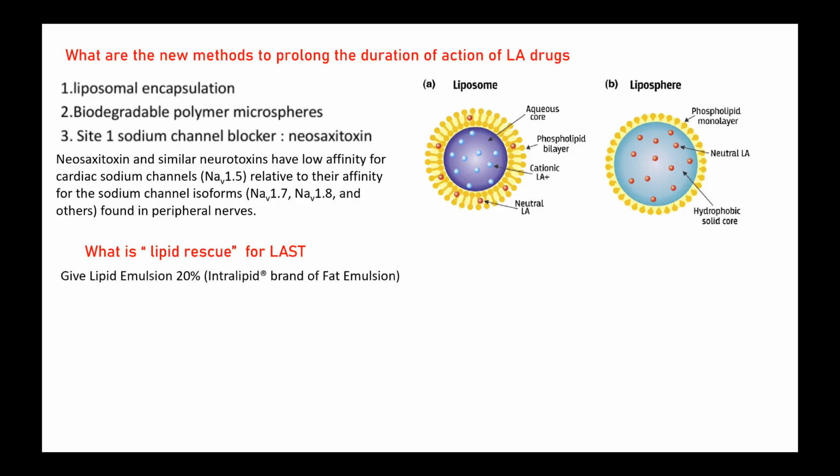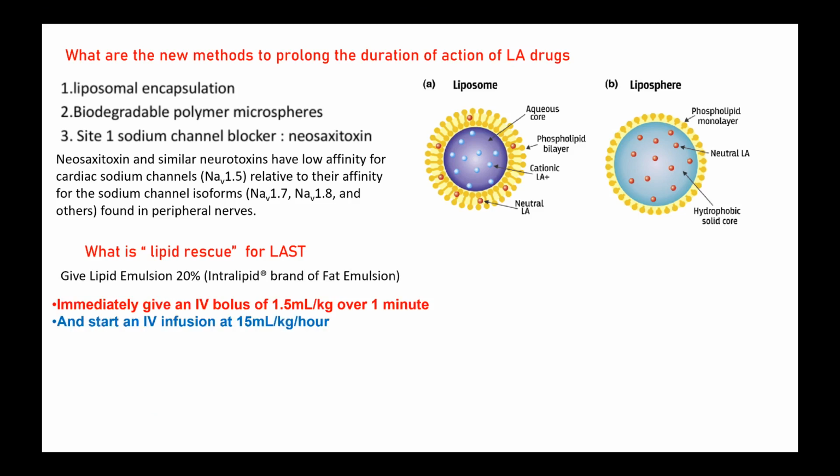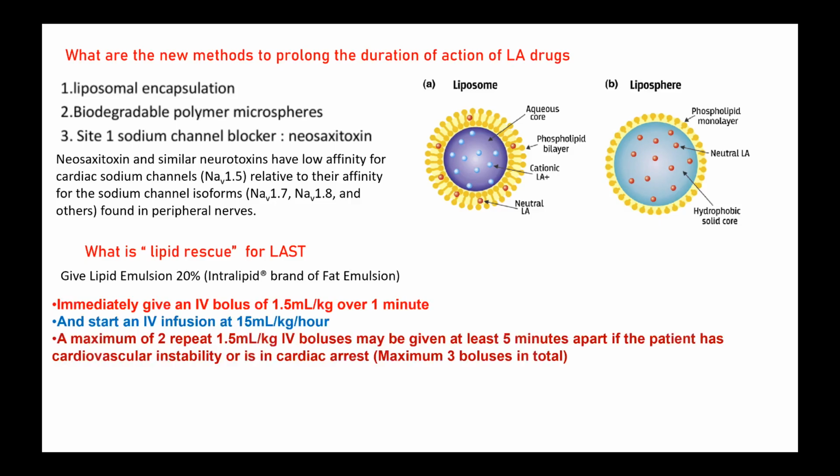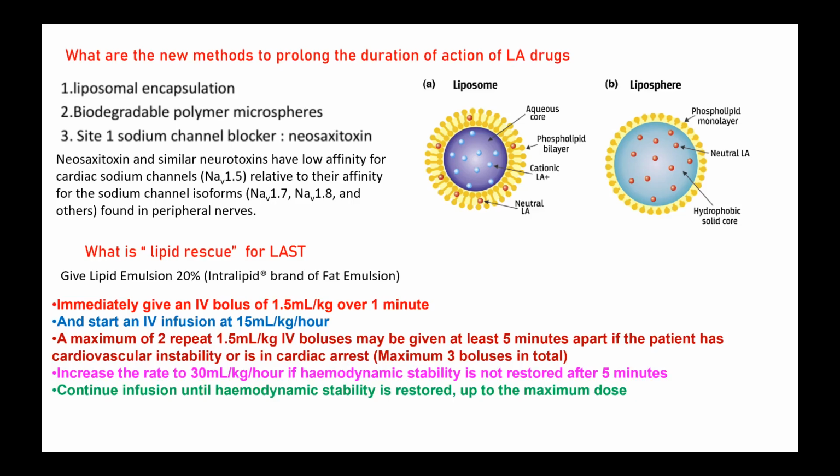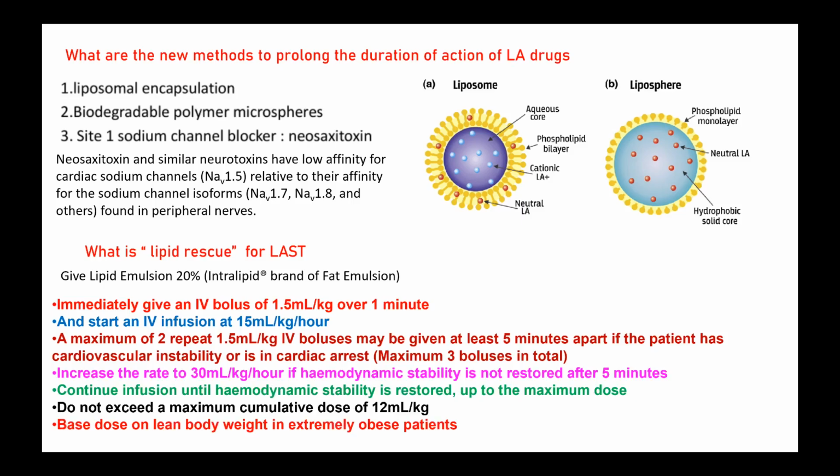Give lipid emulsion 20% and immediately give an IV bolus of 1.5 ml per kg over 1 minute and start an IV infusion at 15 ml per kg per hour. A maximum of 2 repeat boluses may be given at least 5 minutes apart if the patient has cardiovascular instability or is in cardiac arrest. Increase the rate to 30 ml per kg per hour if hemodynamic stability is not restored after 5 minutes. Continue the infusion until hemodynamic stability is restored. Do not exceed a maximum cumulative dose of 12 ml per kg. Base dose on lean body weight in extremely obese patients.